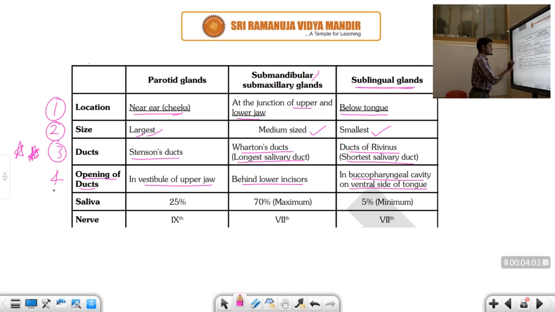Next, the other one is saliva. A very important part now, saliva composition. All salivary glands secrete saliva only. How much percentage is secreted? The parotid gland secretes 25%. The submandibular or maxillary gland produces the maximum saliva, around 70%, and the least saliva is produced, 5%, the minimum. Next, what are the nerves present in the parotid gland, submandibular gland and sublingual gland?